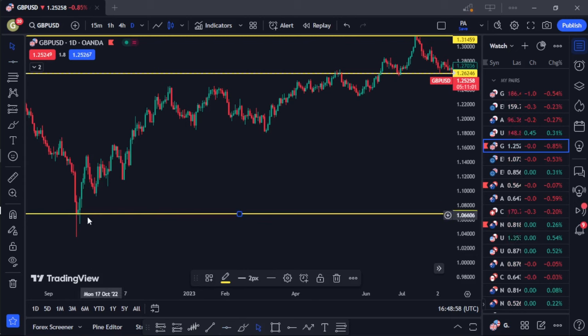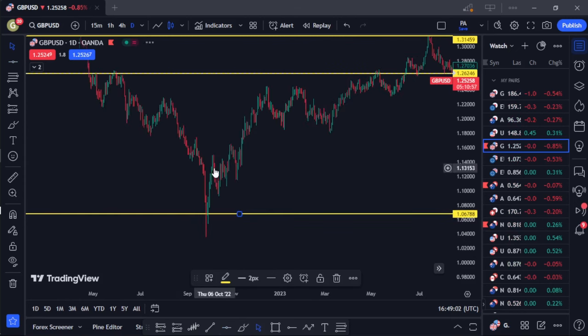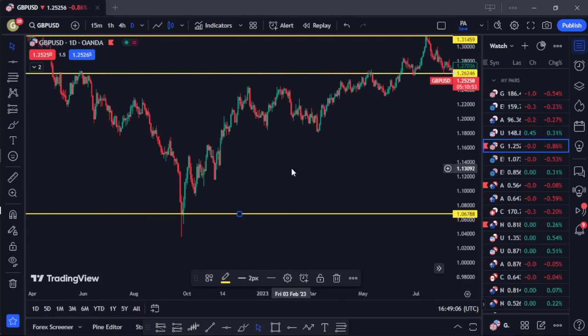I don't actually consider the weeks when I'm doing my analytics, because I see it as a broker advantage to get you out of the market, in case you don't know your way around it. So now you can see that I've also gotten my lowest area.